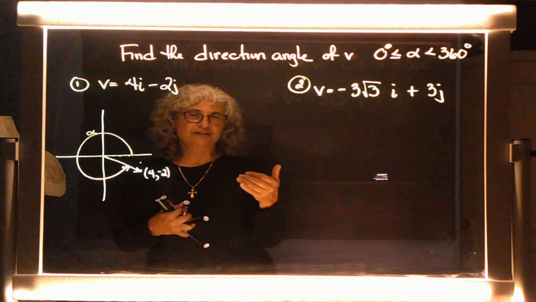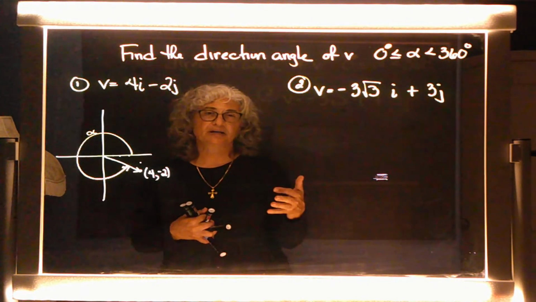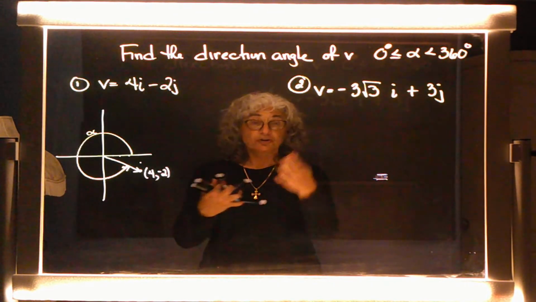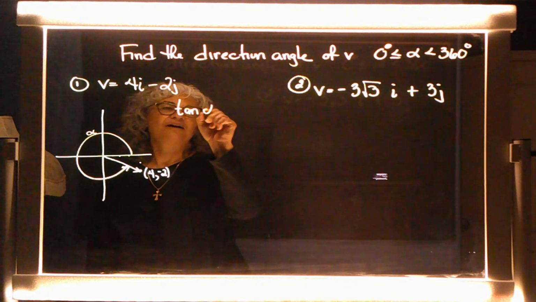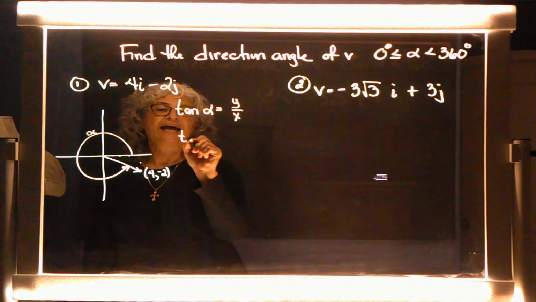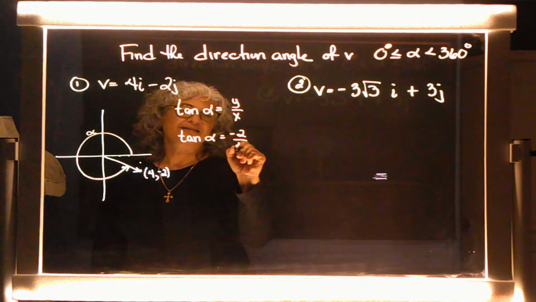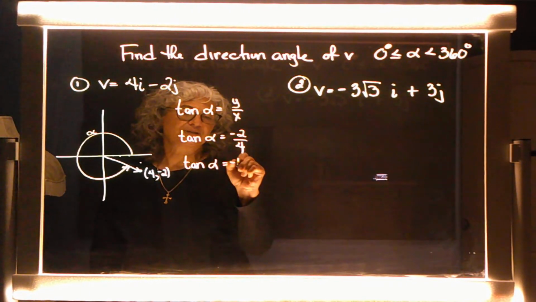Couldn't I use a trig function to find the angle knowing x and y? Which trig function could I use? Good, I heard you. Tangent. Because tangent of that angle is going to be y over x, isn't it? And my y is negative 2. My x is 4, which means the tangent of the angle is equal to a negative 1/2.